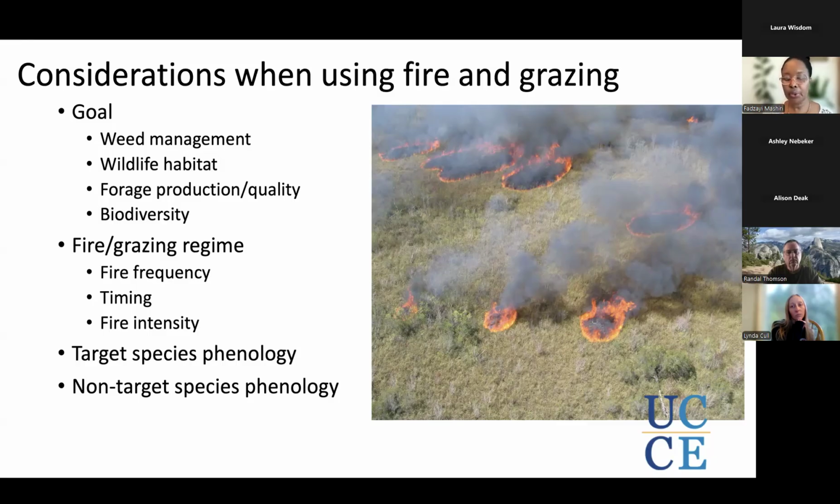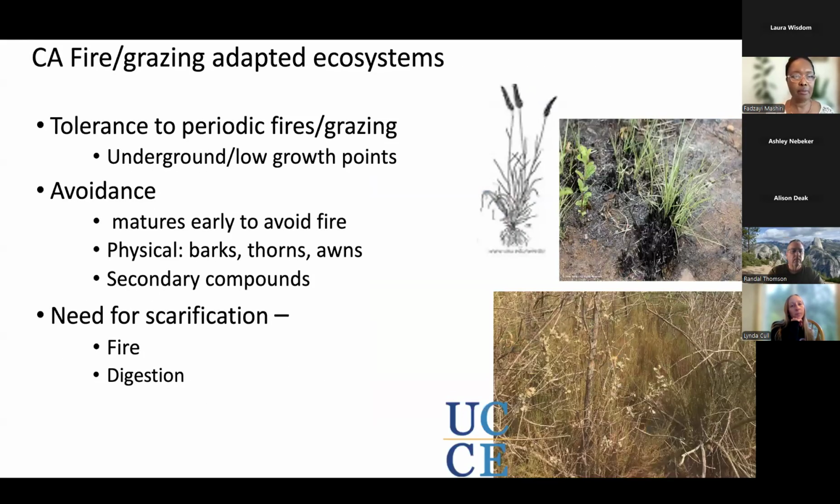And as we go through this presentation, I'll highlight some of those, how to approach some of that or how to apply some of that consideration into practice. And then fire intensity is definitely also very important depending on what your targeted species are, and also what some of your non-target species are, and other considerations like soil erosion, for example.